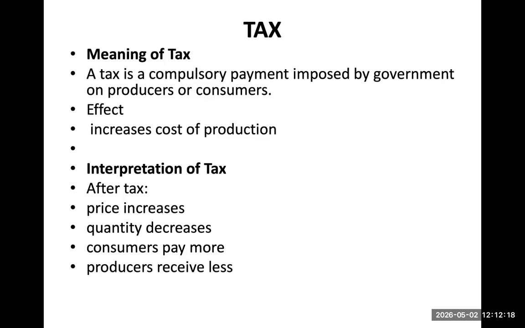A tax, you all know the meaning of tax. Tax is a compulsory payment imposed by the government on producers or consumers. Whenever the government imposes tax, it increases the cost of production. So after the tax imposition, the price of the goods increases, the quantity supplied decreases, consumers pay more of the product, and the producers receive less of it. Do you agree to that? Sir, please go over.